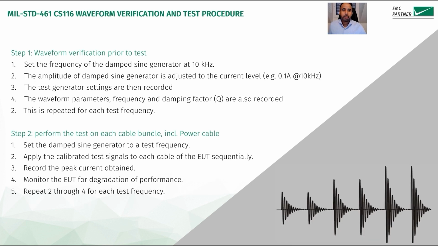And these are the calibration and test steps for the CS116 test. Before calibration, the equipment must be turned on to allow sufficient time for stabilization, and the waveform verification is quite similar to CS115. The amplitude of the damped sine generator is gradually increased until the appropriate peak current level is reached. The test generator settings are recorded and the waveform parameters are verified for amplitude, frequency, and damping factor Q. This is repeated for each test frequency from 10 kHz to 100 MHz.